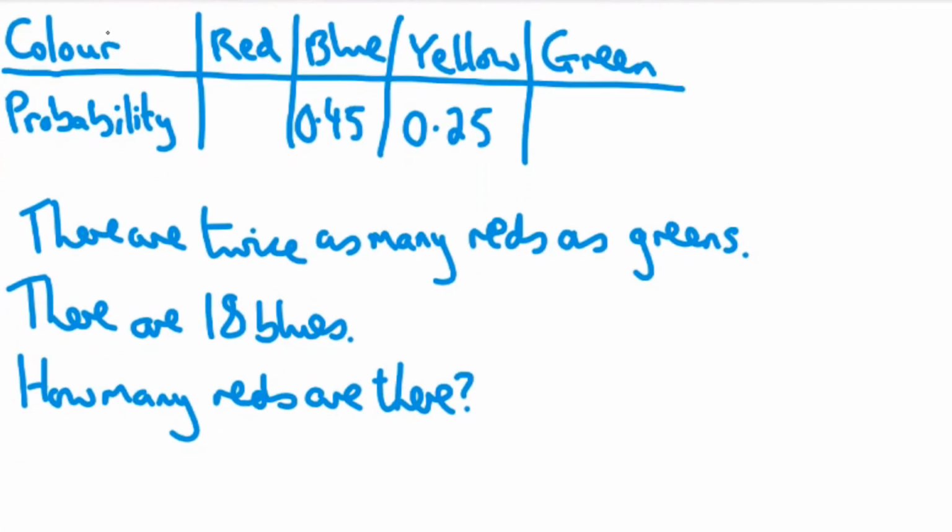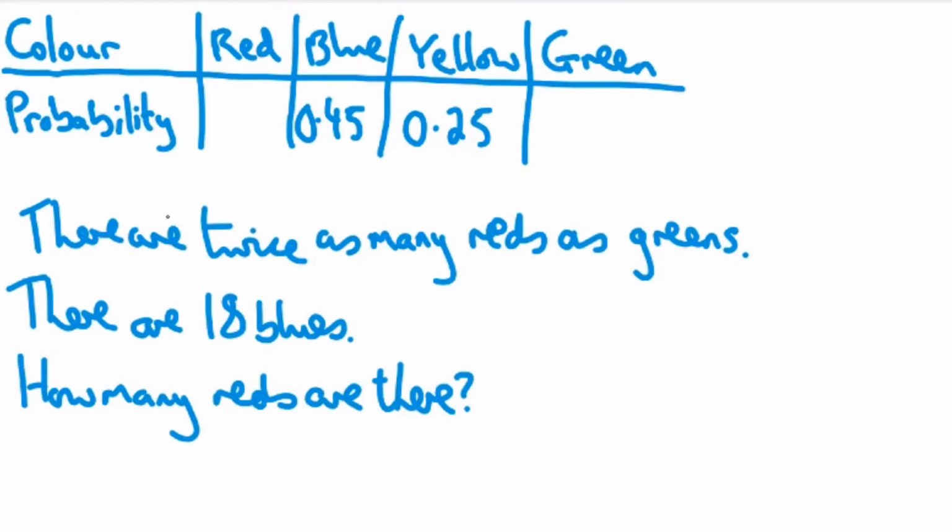Here we have another table, this time based around the colours of marbles that can be taken out of a bag. We're going to have red marbles, blue marbles, yellow and green. And we're told there's a 0.45 chance of getting a blue marble and a 0.25 chance of getting a yellow marble. Fractions and decimals, it doesn't really matter. We can use either in these tables. Usually we're just going to be consistent though.